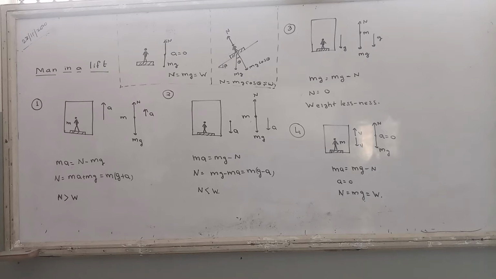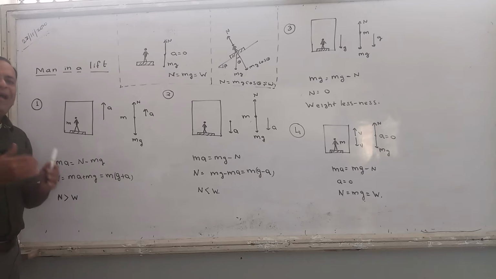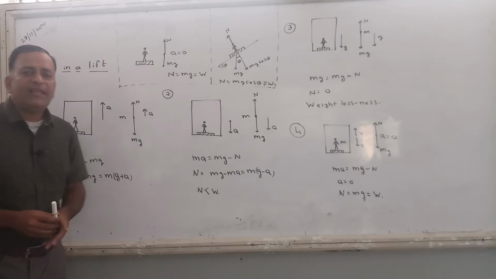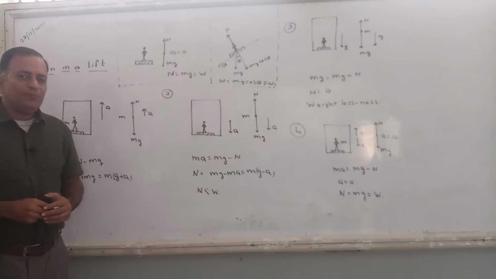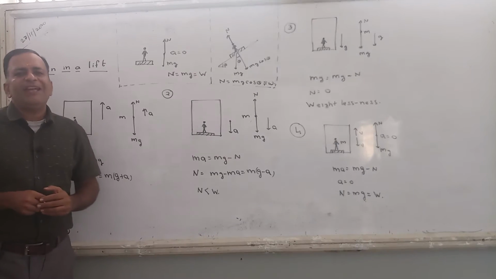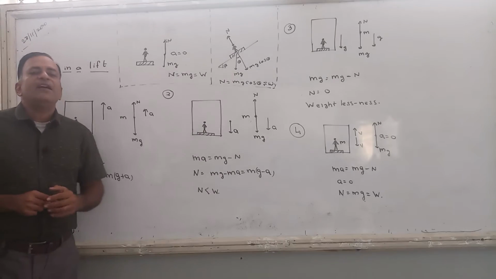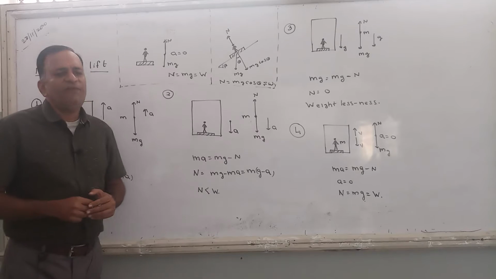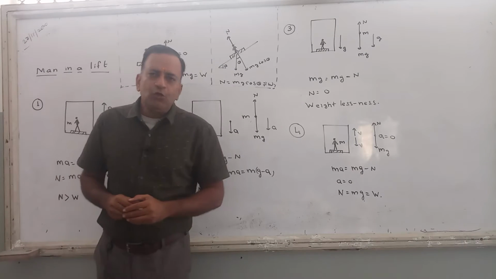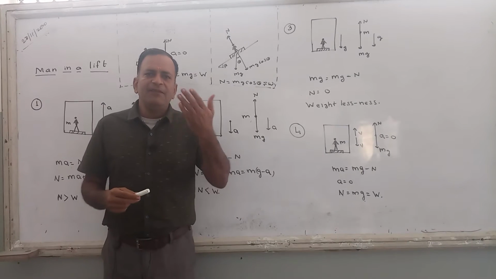Today we'll be learning about the next topic of the normal reaction force, which is man in a lift. Basically, what we are going to do is measure the weight of a person. What do we do to measure the weight? We use a weighing machine.